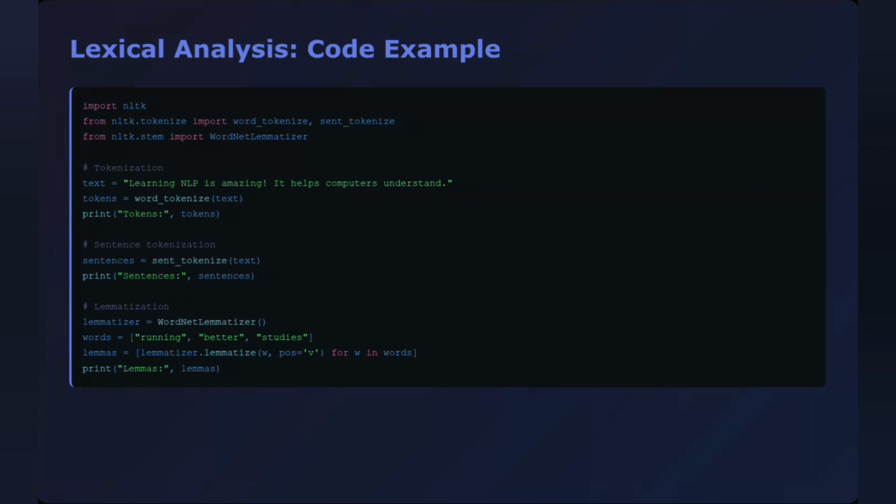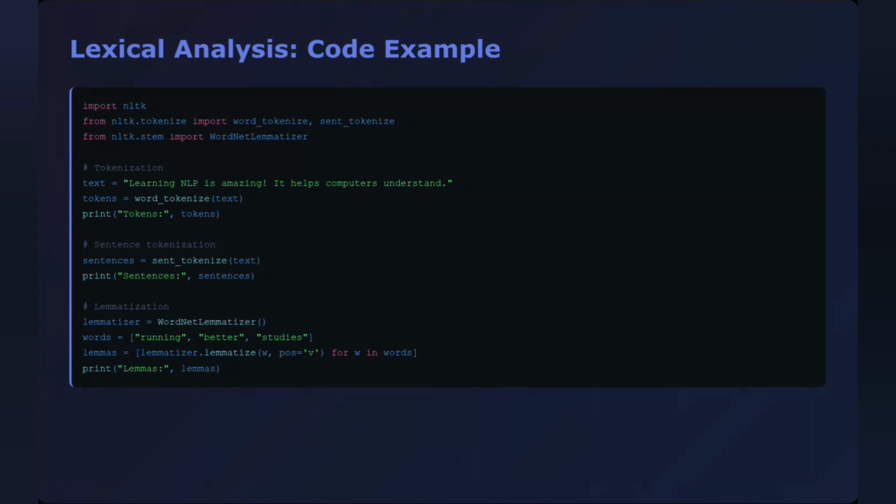First, we import the word tokenizer and sentence tokenizer. Then, we feed in our text. The word tokenize function splits everything into individual tokens, while sent tokenize breaks it into sentences. See how it handles punctuation? The exclamation mark is a separate token. This granular breakdown is crucial because different tokens might need different processing later.